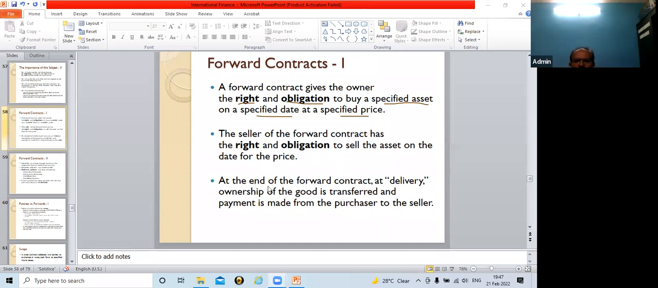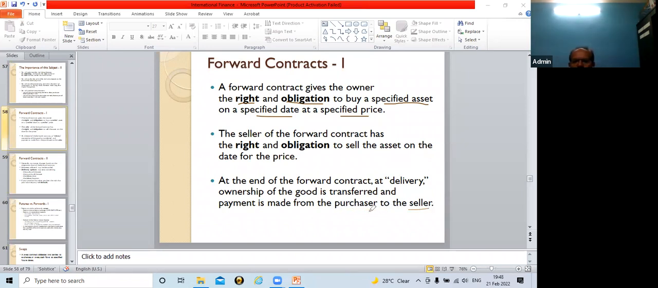Then at the end of the forward contract, at delivery, ownership of the good is transferred and payment is made from the purchaser to the seller. So this is the word delivery. Ownership of the good is transferred and payment is made from the purchaser to the seller.